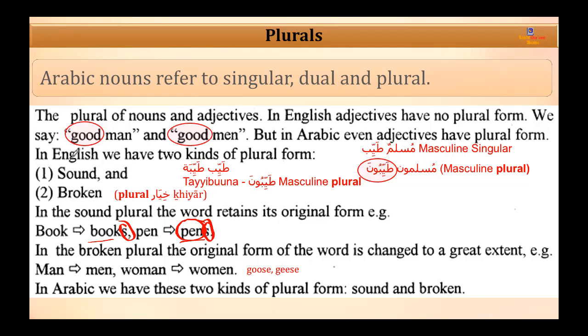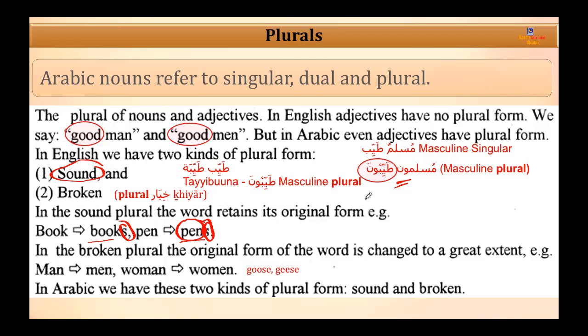Similarly, in Arabic, there's a similar concept of plurals. So the first kind is called sound plural, the same one that we discussed before in English. And the way it is done is by adding waw and noon to the word. So for example, if you look at Muslim, to make it plural, you would add a waw and a noon. So it would become Muslimun. This word, tayyib, in order to make it a sound masculine plural, you would say tayyibun.